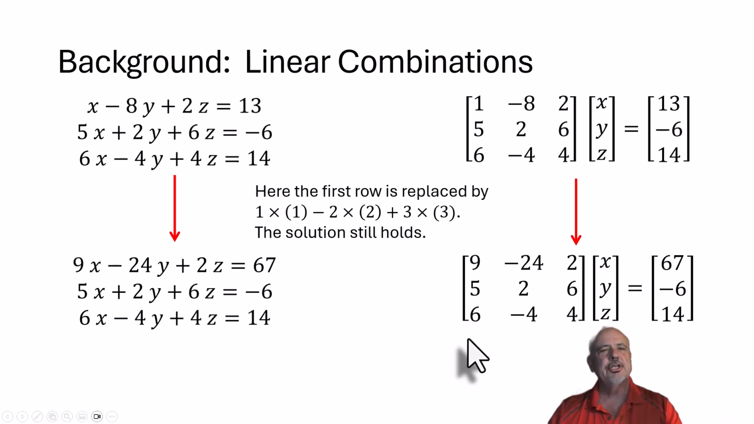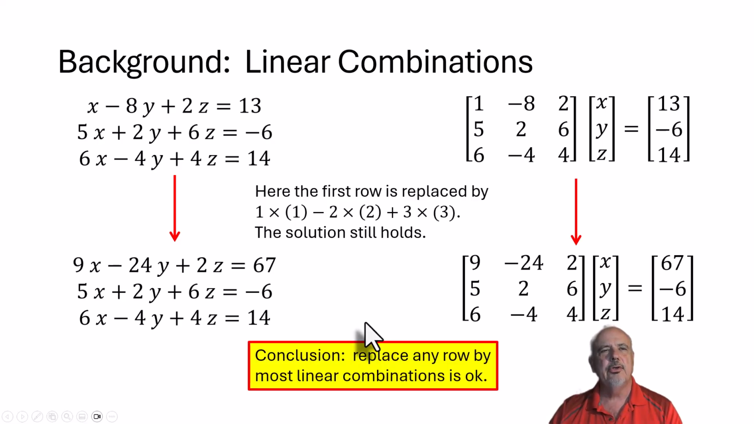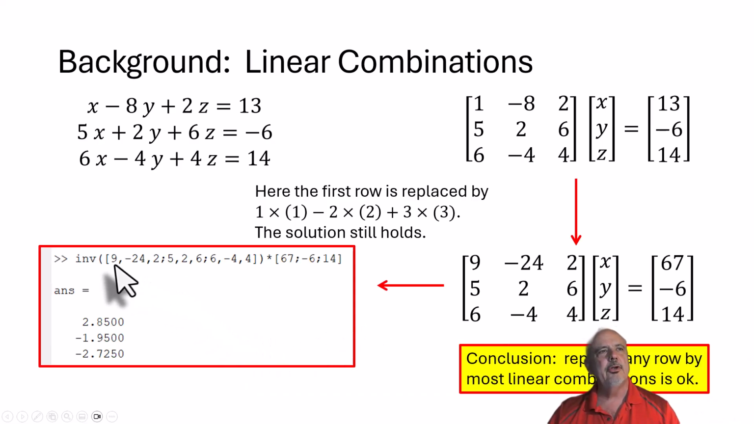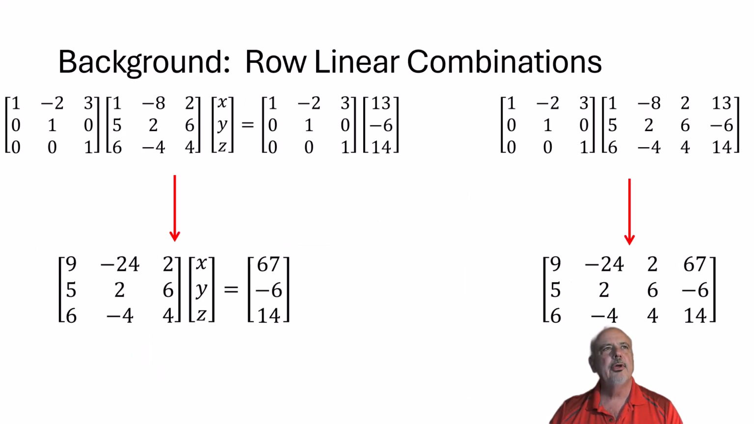So yeah, just doing some very contrived combination of the rows just to show that you could do it. And then I want to do the inverse of this mess, and then multiply it by the right-hand side. And yep, I still get the same numbers. So you see that these linear combinations leave the answer unaltered. So you're able to do those.